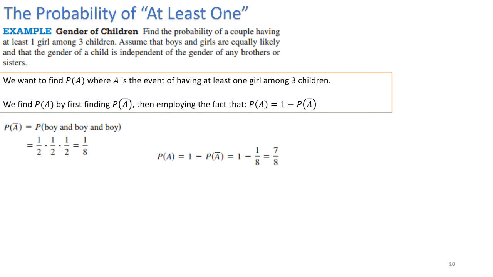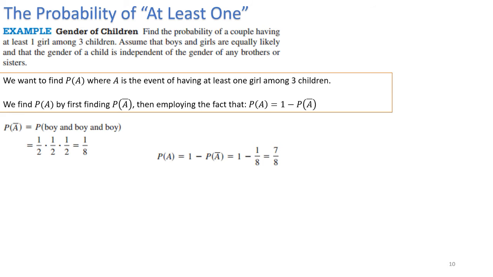So let's look at a very simple problem here. Find the probability of a couple having at least one girl among 3 children. Assume that boys and girls are equally likely and that the gender of a child is independent of the gender of any brothers or sisters. So let's say A is the event of having at least one girl among 3 children. Well, we can find the probability of event A by first finding the probability of the complement of A, and then make use of the fact that the probability of A is 1 minus the probability of the complement of A.